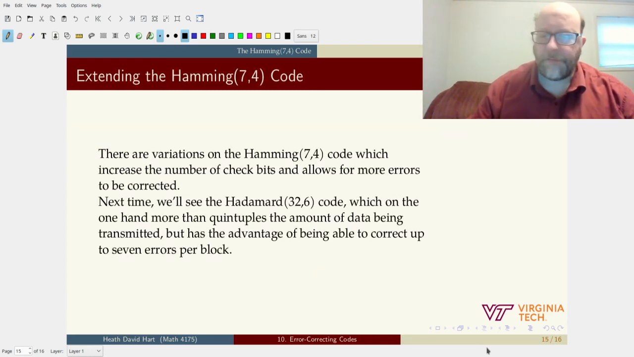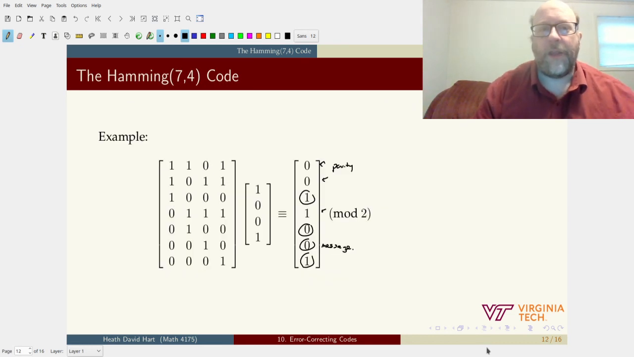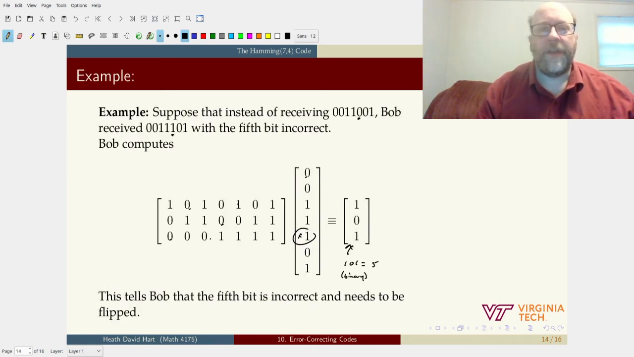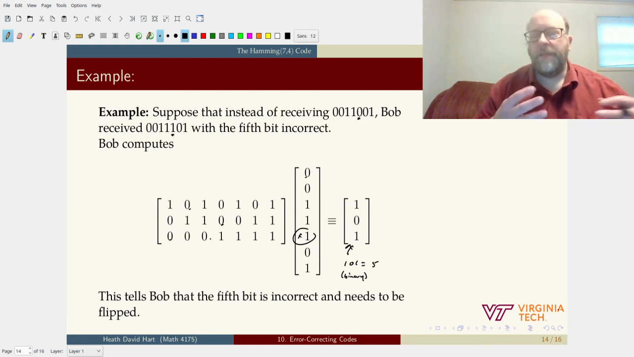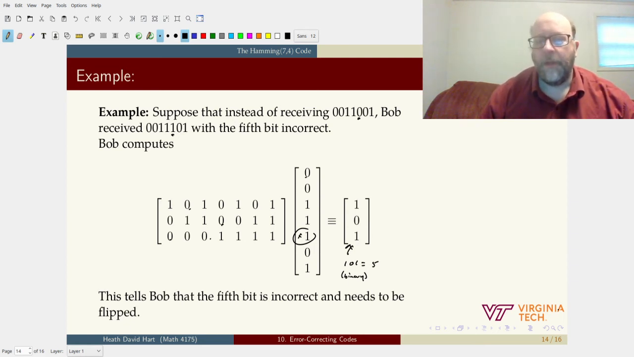All right, so that's the idea of how this works. There is an encryption matrix that takes a 4-bit string and turns it into a 7-bit string. And then there's a decryption matrix that takes the 7-bit string and converts it to a 3-bit string that tells us the location of any error. And it gives me 0 if there is no error. And then based on that, we can correct the error and then read the message. All right.